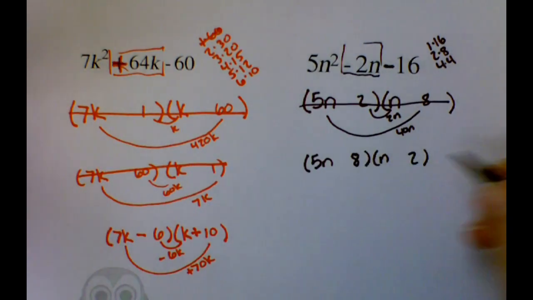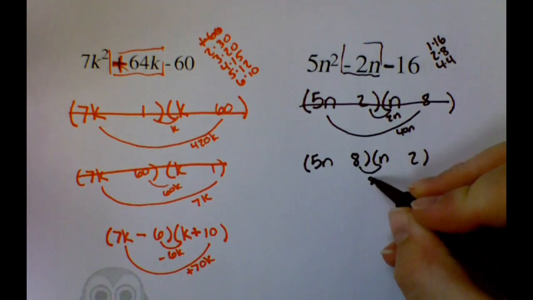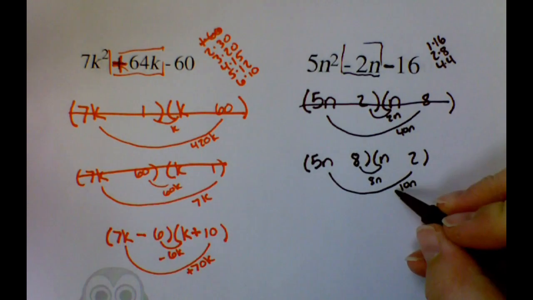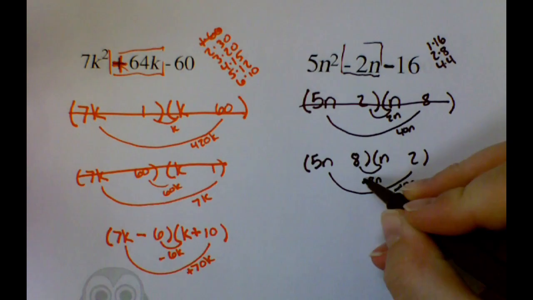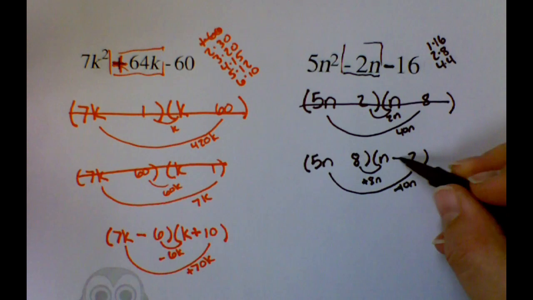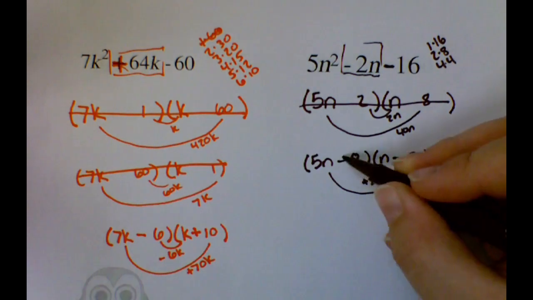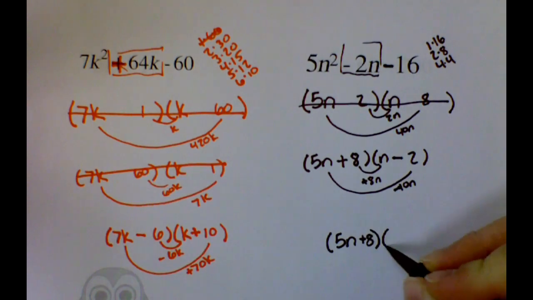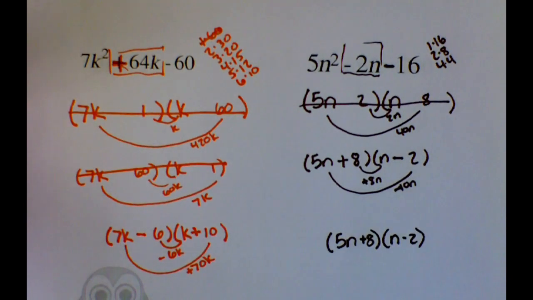So 8 and 2. 8 times n is 8n. 5n times 2 is 10n. Well, if I make that negative 10 and positive 8, I get that negative 2. So that means the minus has to go with the 2, plus with the 8. My final answer is 5n plus 8 times n minus 2.